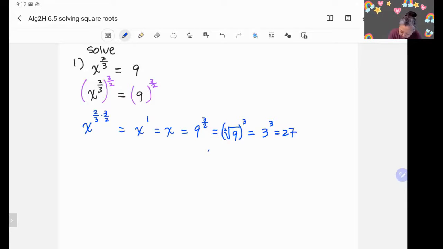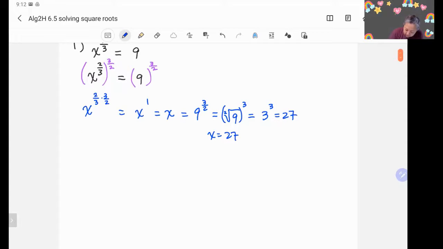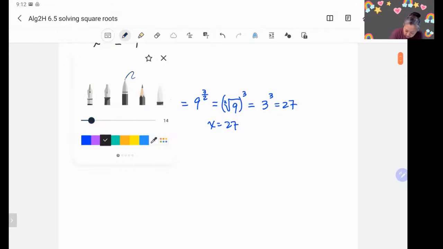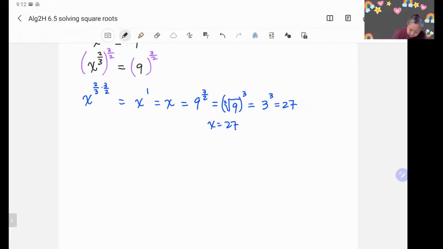Then x is 27. And if you plug this value that we just found back into the equation, it should be equal to 9, right? Okay, easy. All right, then let's move on to number 2.